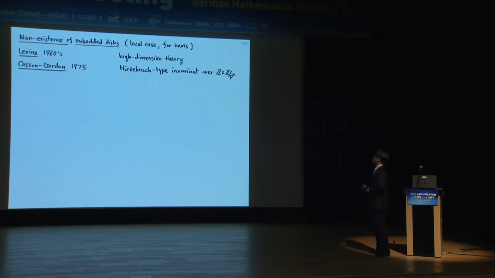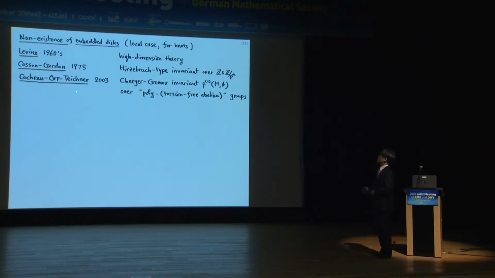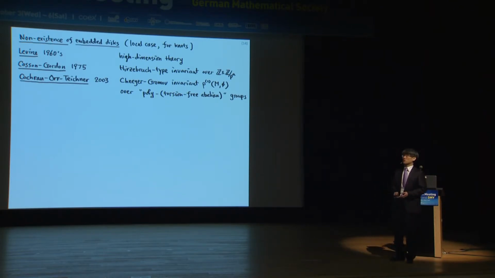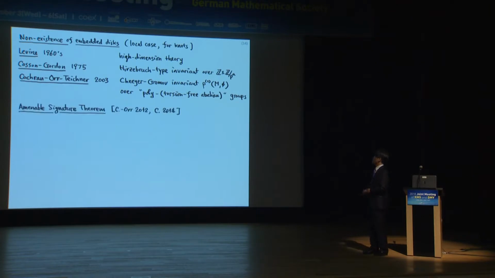And Casson and Gordon actually used the Hilsbrook-type signature defect invariants over the product of infinite cyclic group and Z mod p, where p is a prime. And the game changer was the work of Cochran-Teichner. They used the Cheeger-Gromov L2 signature defect, the L2 rho invariant, over certain special types of groups to obtain a lot stronger obstruction than Casson and Gordon. And this was the start of a lot of new applications in related problems in dimension 4.